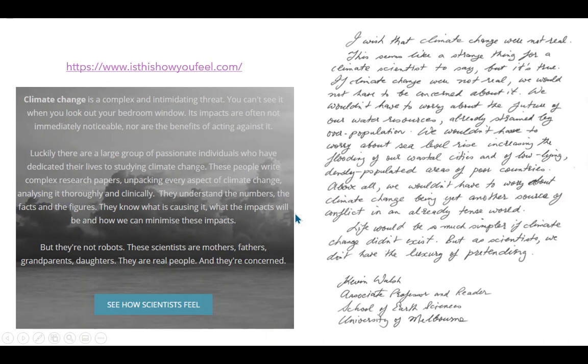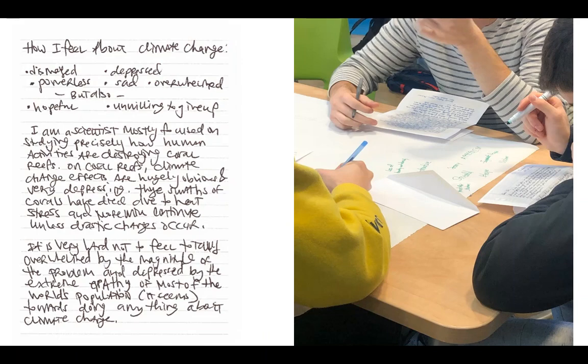Then I had students engage with these letters from the Is This How You Feel project, which is a list of letters from climate scientists responding to the question, how does climate change make you feel? This is a fantastic resource that's linked in the toolkit that can be used in all sorts of ways. I used this in class. I had students each read a different letter. So I distributed the letters across the class. And then I had the students look through these letters and generate lists again of emotions that were experienced and represented by the climate scientists in these letters.